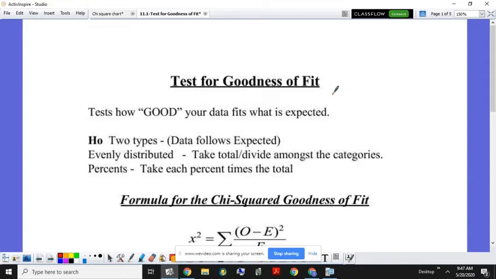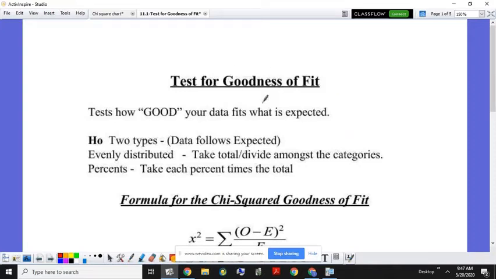This is something different. This is categories, like I'm going to look at my class and look at their eye color. How many people have brown? How many people have green? How many people have blue eyes or something like that? Okay, so these are categories. All of your data is going to be in categories.